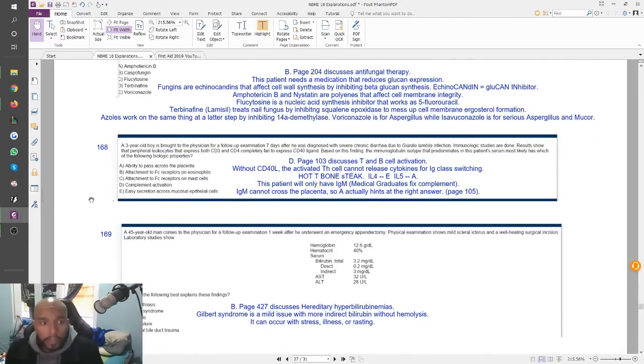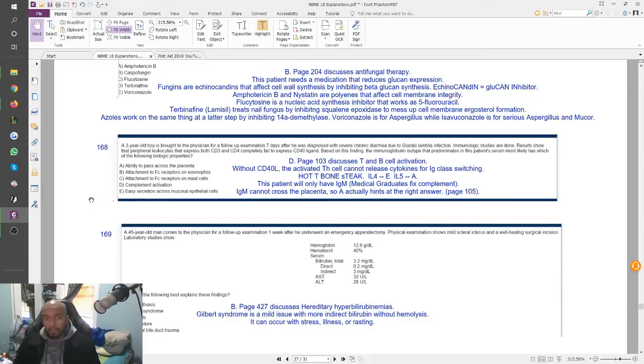168 was also a good question. A 3-year-old boy is brought to the physician for a follow-up exam 7 days after he was diagnosed with severe chronic diarrhea due to giardia. Immunologic studies are done. Results show that peripheral leukocytes express both CD3 and CD4 but completely fail to express CD40 ligand. Based on this finding, the immunoglobulin isotype that predominates in this patient's serum most likely has which of the following biologic properties? So this started as a microbiology question and then quickly became an immunology question.